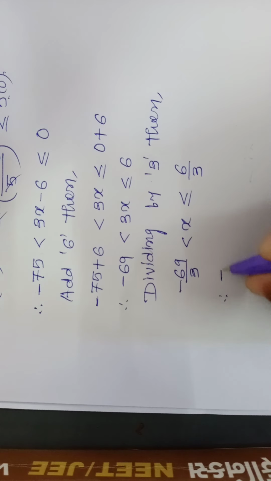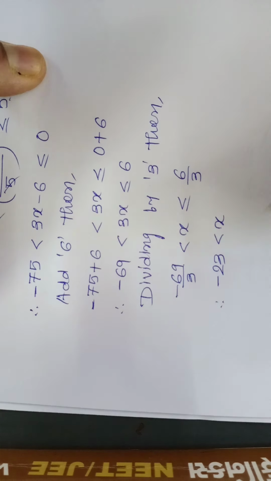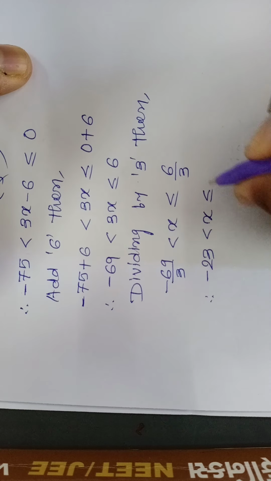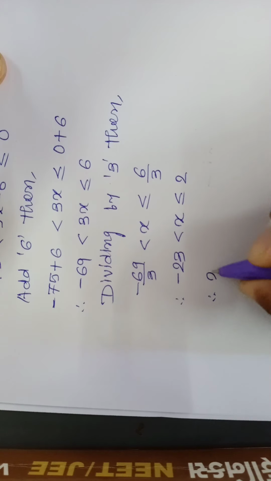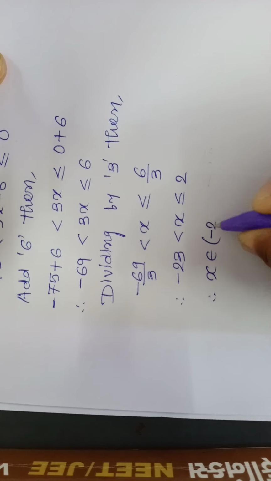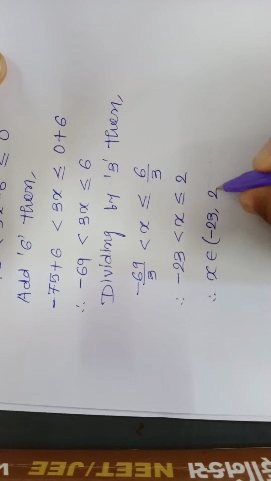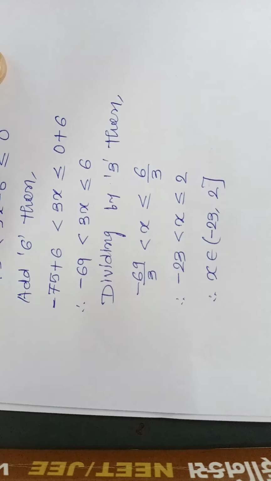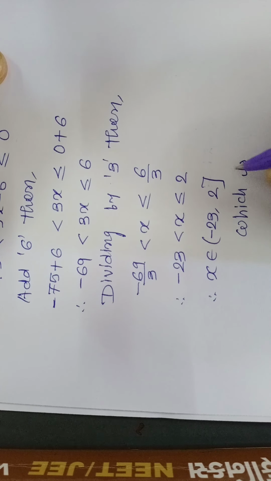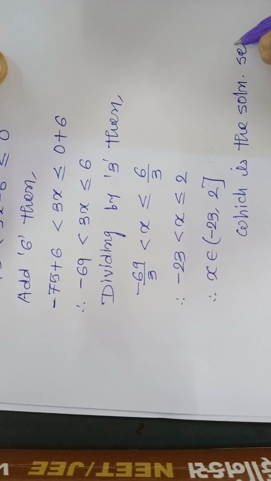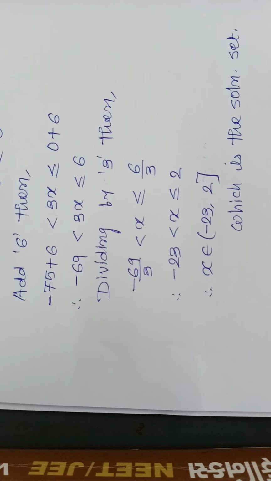This is minus 23 less than x. 23 threes are 69, I hope you know that. Less than or equal to 2. And therefore x lies between minus 23 open and 2 close, which is the solution set actually, right? So this kind of examples are there. I think you can easily solve this kind of question.